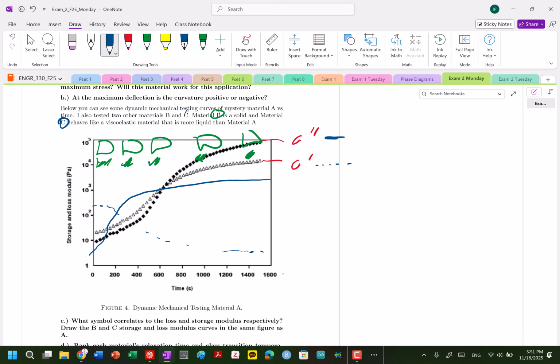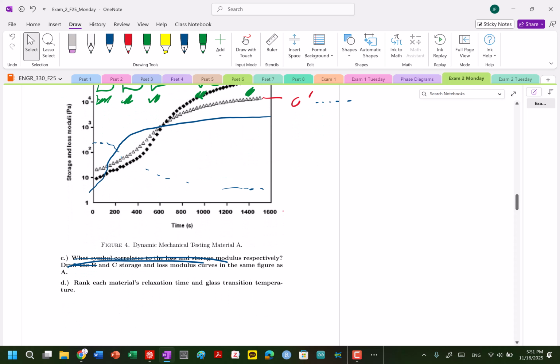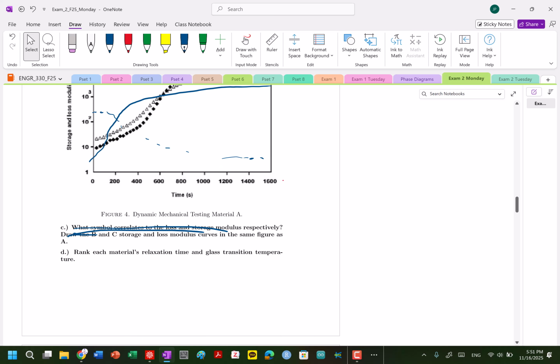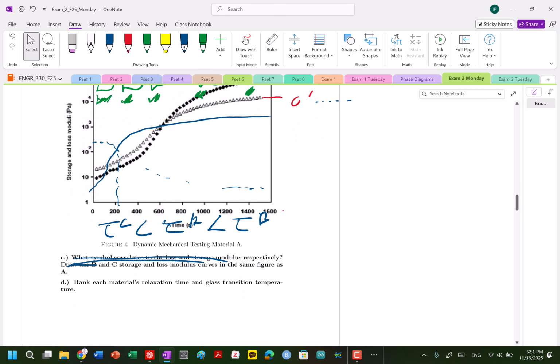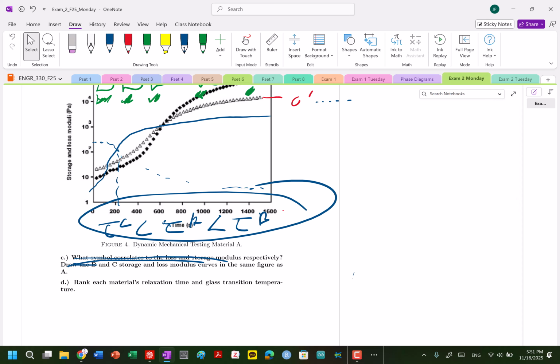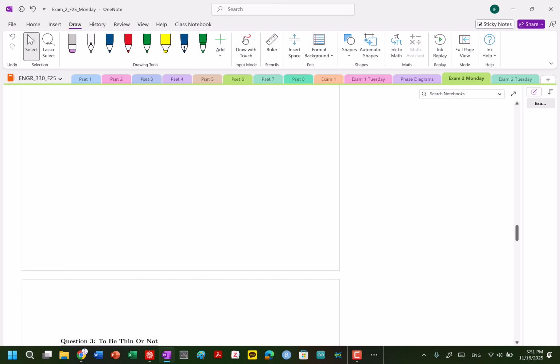So we answer this, we answer this. Excellent. Rank each material's relaxation time. So time we can actually see. My tau for C is less than my tau for A, which is less than my tau for material B. So my material B has the longest relaxation time. Makes sense. Excellent. And glass transition temperature will behave exactly the same way. So time-temperature equivalence. Fantastic. That's it. We'll see you in the next problem. Thanks. Bye.